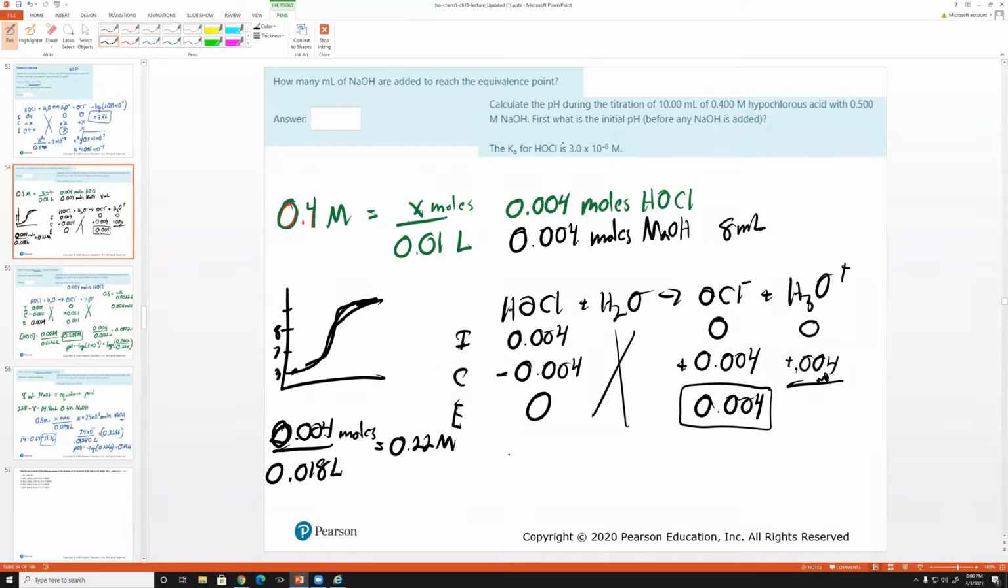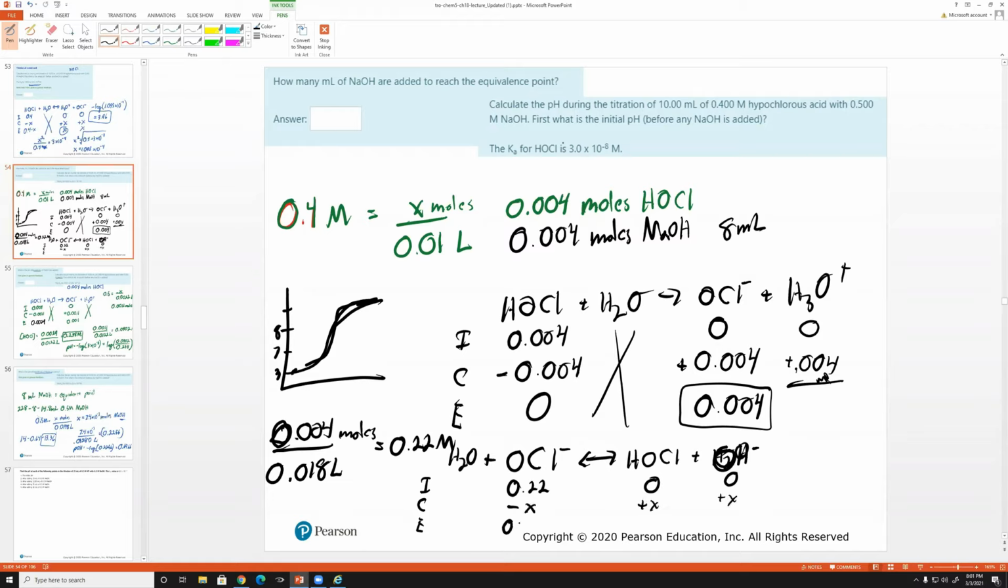Now from this 0.22 molar, we could do another ICE chart. I know this is a pain, but we could do another ICE chart. This will reassociate into HOCl plus OH minus, plus water. The H goes here, and you make OH minus because it's a base. On the bottom, the OCl minus is 0.22, this is 0, this is 0. Then the change is minus X, plus X, plus X, giving 0.22 minus X, X, and X.